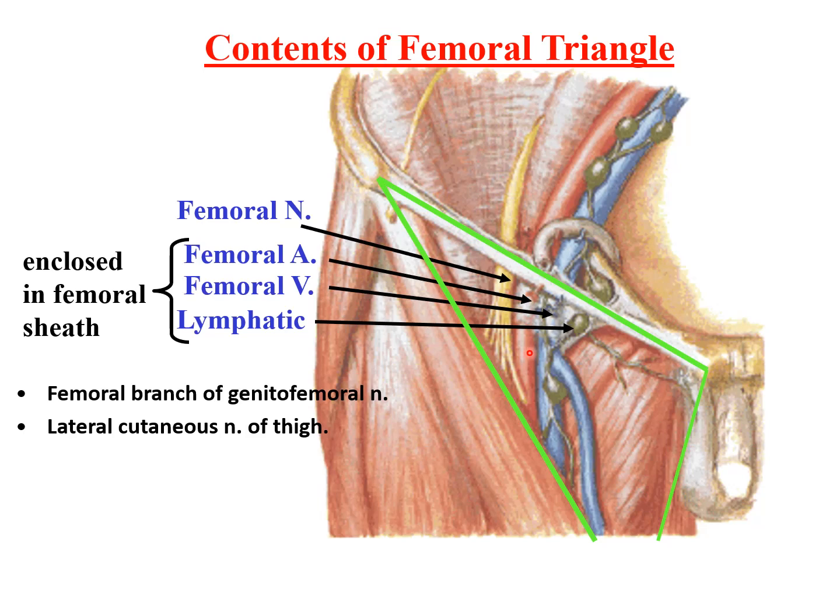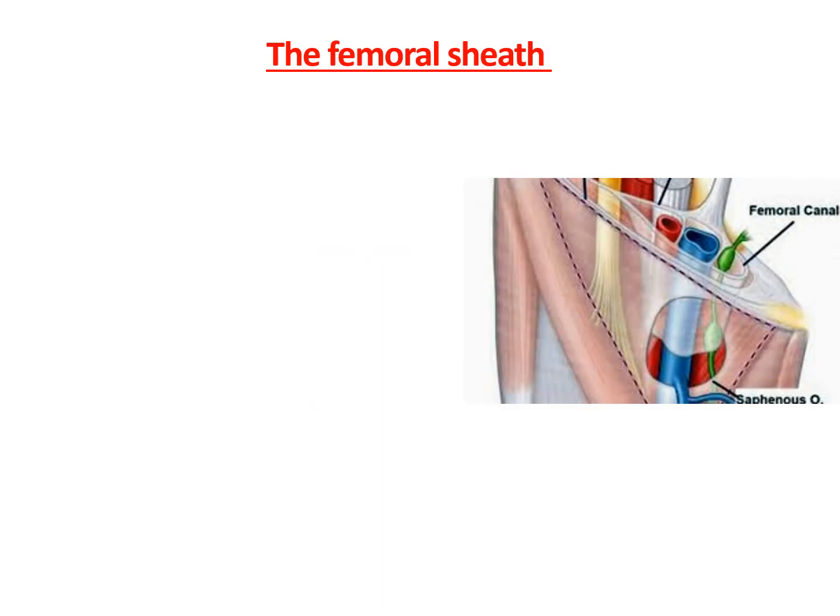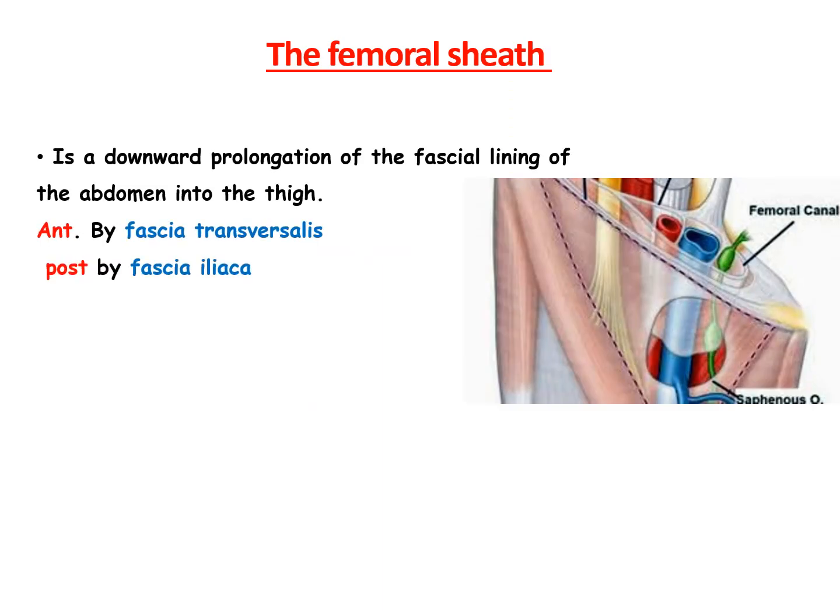You also have two other contents in the femoral triangle: the femoral branch of genitofemoral nerve, between the artery and the vein inside the femoral sheath, and another one at the lateral side of the triangle, which is called the lateral cutaneous nerve of the thigh.